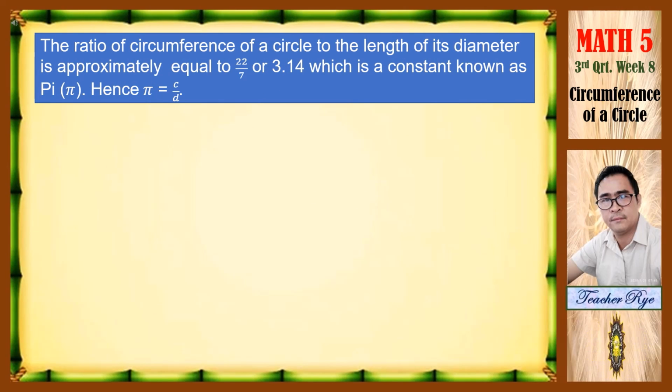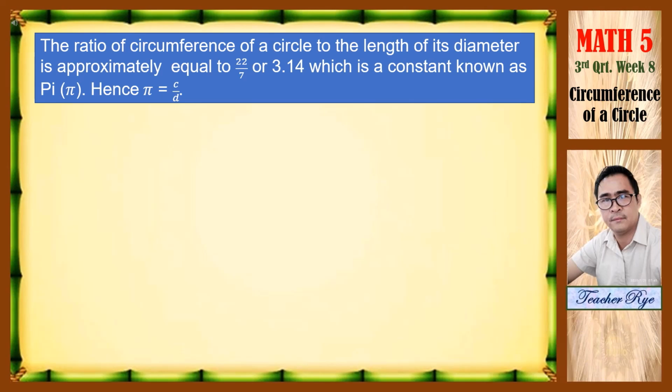Now, the ratio of circumference of a circle to the length of its diameter is approximately equal to 22/7 or 3.14, which is a constant known as pi. Hence, to get the value of pi is equal to circumference over diameter.